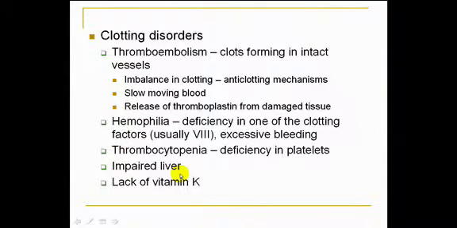Alright, so you just learned about the clotting cascade. And there's a lot of spots where things can go wrong, and if any of those factors aren't there or aren't functioning properly, you can get a clot disorder. We kind of talked about a thromboembolism. This is when a clot forms when it doesn't necessarily need to in an intact vessel. Now what can cause that to happen? Well, you might just have some sort of imbalance between your clotting factors and your anti-clotting mechanisms.